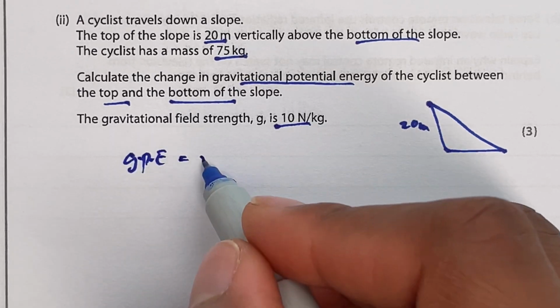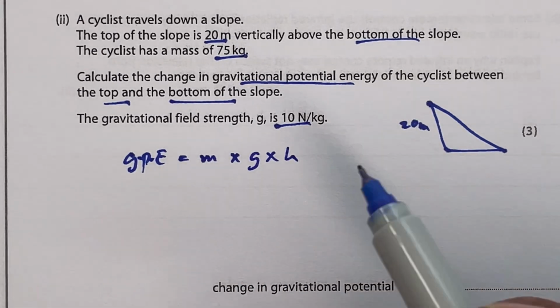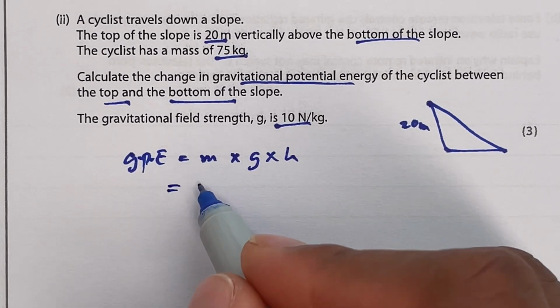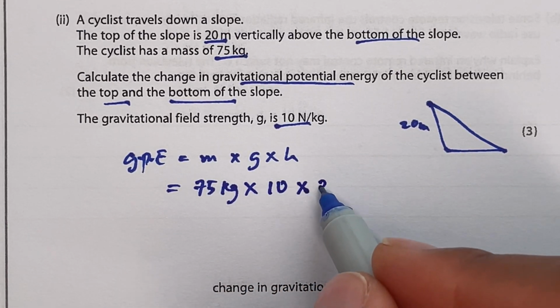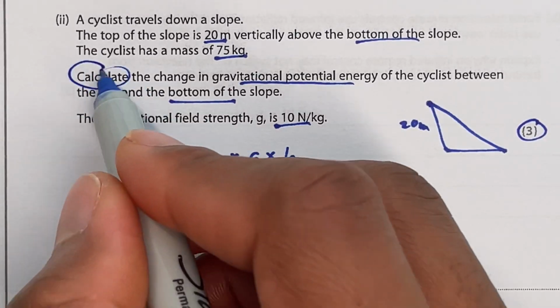So GPE is mass times gravity times height. This equation you have to know. My mass is given to me as 75 kg. My gravity is given to me as 10. My height is given to me as 20 meters. 3 marks. Calculate. I need to show working out.